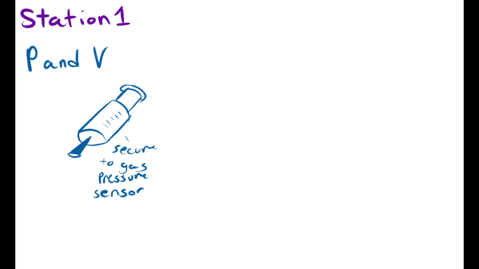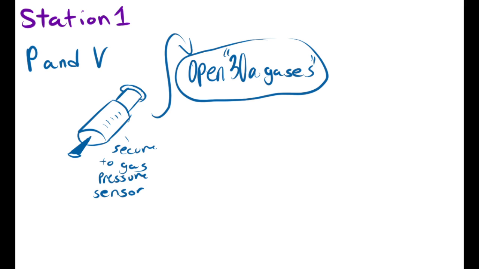The process was to position the piston of a 20 ml syringe so that there would be a measured volume of trapped air inside of its barrel. We had to use the Logger Pro program on the computer that was provided and open the file 3A gases from the Advanced Chemistry with Vernier folder.